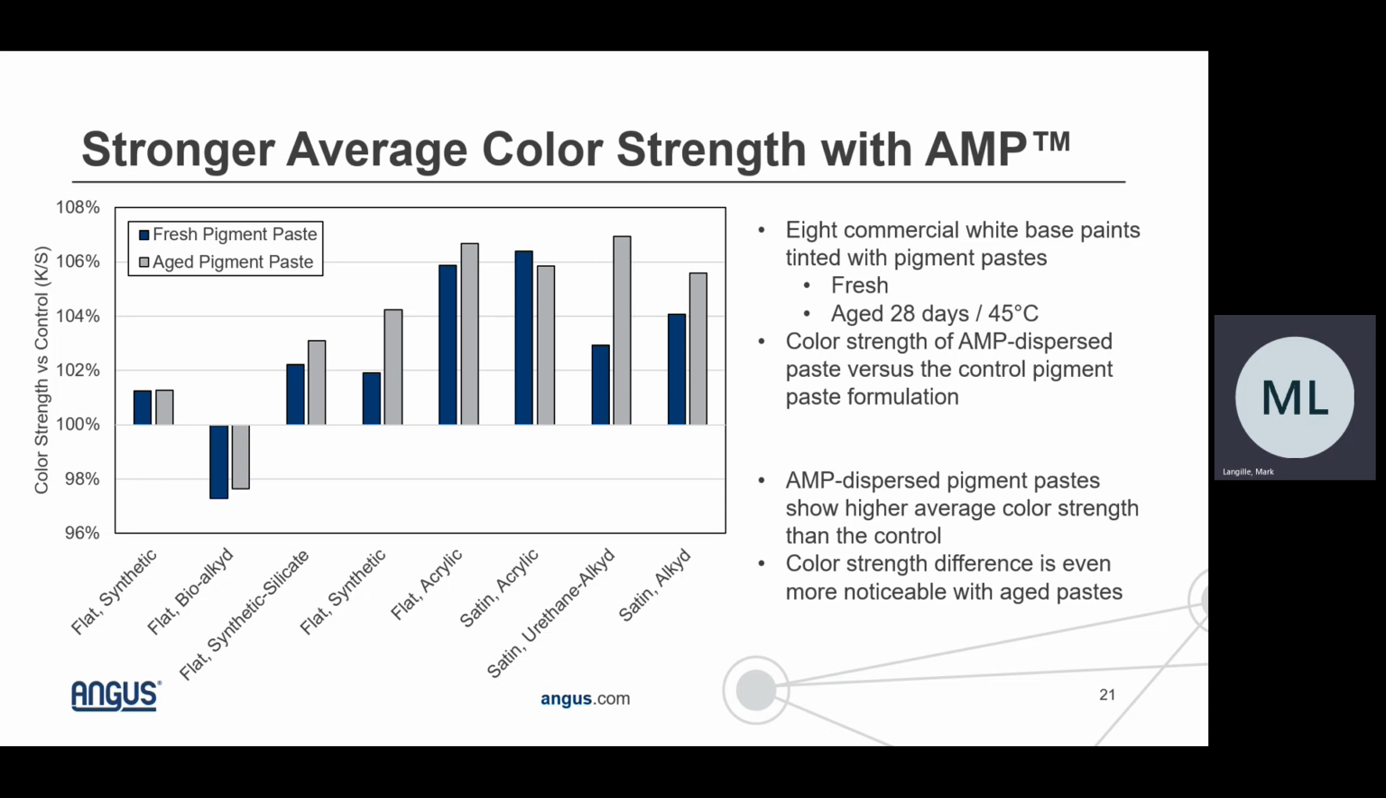So we repeated this experiment again, but rather than the fresh pigment paste, we used samples that had been aged for 28 days at 45 degrees Celsius. And that data is plotted as the gray bars. We find that for the majority of the paints, the color strength of the AMP paste shows an even greater magnitude of difference from the control paste. And what is somewhat hidden within this data is that the greater color strength comes primarily from the loss of color strength from the control formulation as compared to the more stable AMP containing pigment paste.